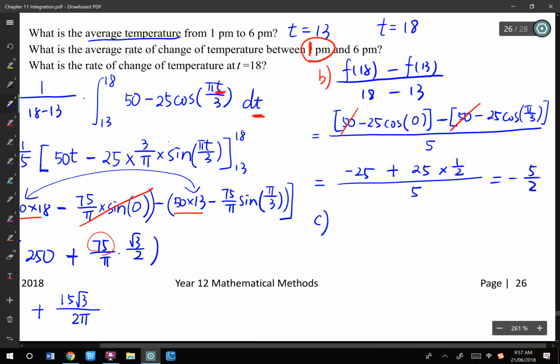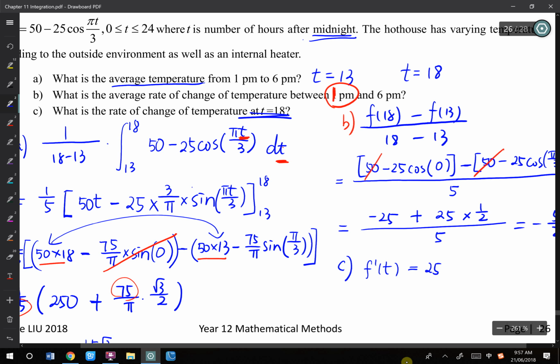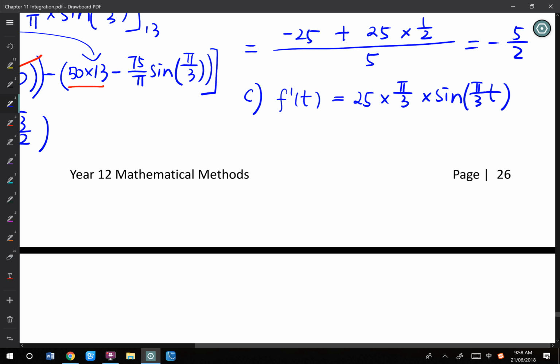What's the rate of change? Okay, at t equals 18, there isn't another point and no average, so it's just the instantaneous rate of change. There's only one point given. So I need to find f dash t. F dash t gives you 25 times pi over 3 times sine pi over 3 t. Cosine will become minus sine, and the minus will get cancelled with the front minus. The 50 becomes 0.